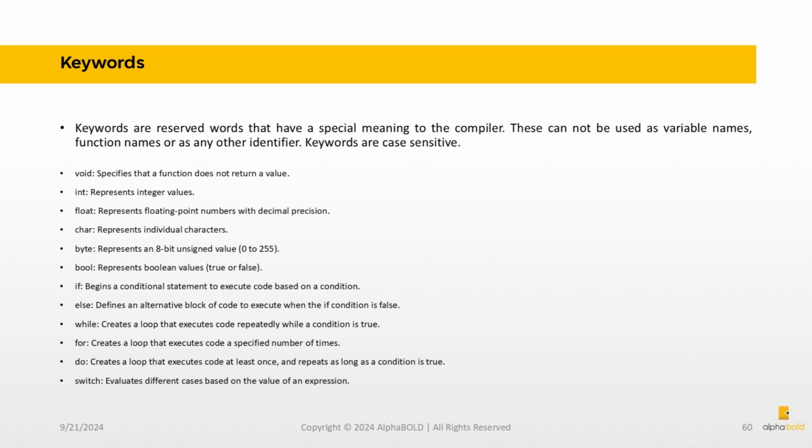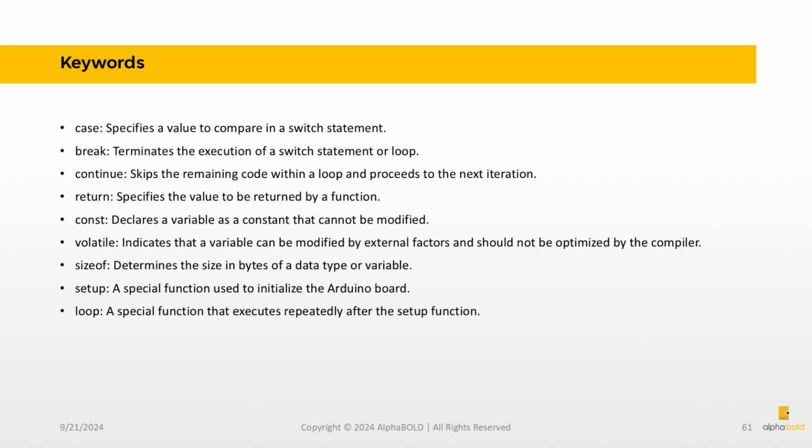For creates a loop that executes code a specified number of times. Do creates a loop that executes code at least once and repeats as long as a condition is true. Switch evaluates different cases based on the value of an expression. Case specifies a value to compare in a switch statement.